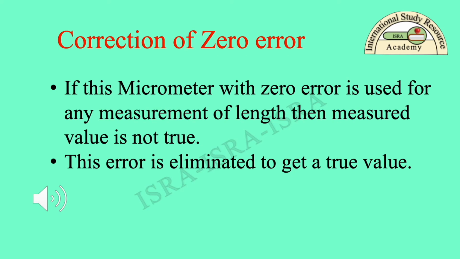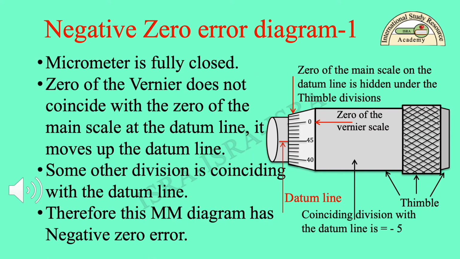Correction of zero error. If this micrometer with zero error is used for any measurement of length, then measured value is not true. This error is eliminated to get a true value. Negative zero error diagram 1. Micrometer is fully closed with no object between its jaws. 0 of the vernier on the thimble does not coincide with the 0 of the main scale at the datum line, but it moves up the datum line. 0 of the vernier has moved into the negative scale region of the main scale. Some other division is coinciding with the datum line. Therefore, this micrometer has negative zero error.